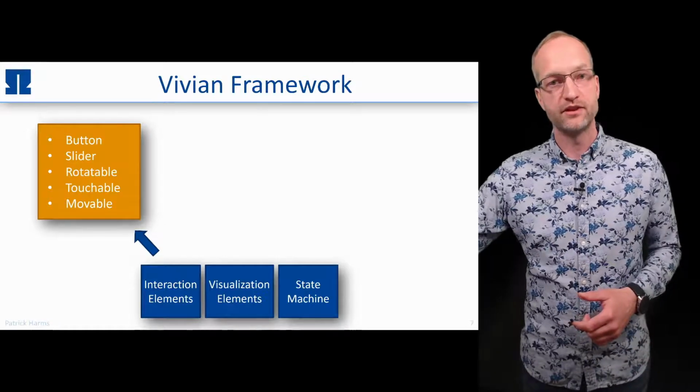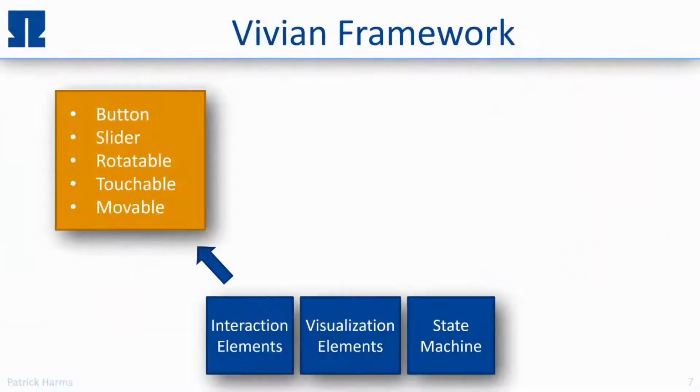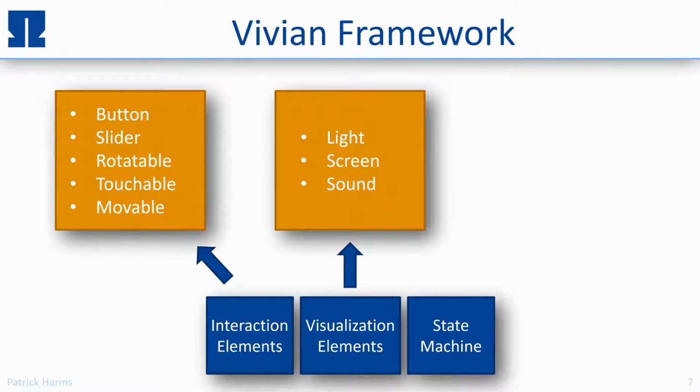Let's have a look at the visualization elements. As visualization elements, the framework currently supports lights, screens, and sound. A light is anything that can glow in a certain color. A screen is everything that can show some kind of content, for example, an image or a video. And sound can be any kind of file that is played if the virtual prototype changes into a certain state. The combination of a screen and a touchable basically makes up a touch screen.